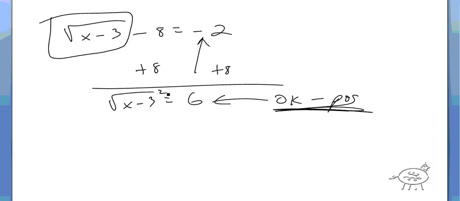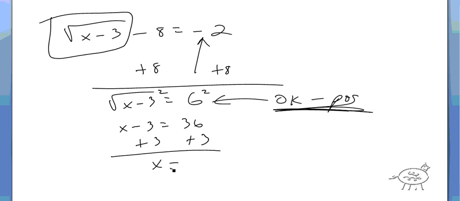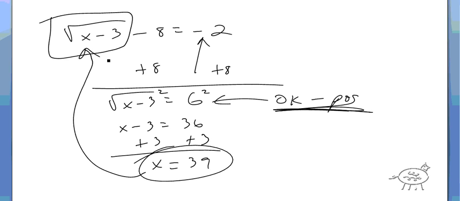So you square both sides. So x minus 3 equals 36. And then you add 3 to both sides to solve for x. So x equals 39. Okay, and you can go back and check it. If I plug this back into here, 39 minus 3 is 36. The square root of 36 is 6. 6 minus 8 is negative 2. Okay, that's it. That's pretty mellow. All right.